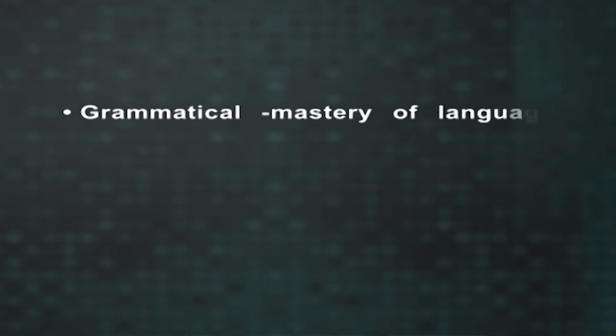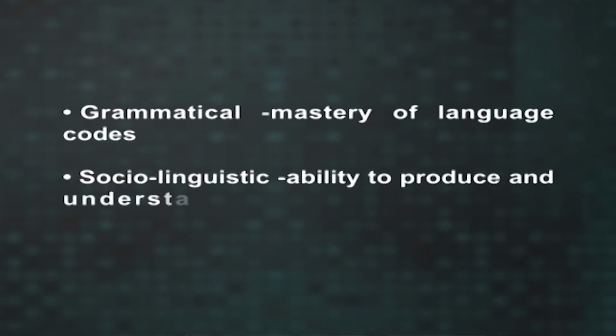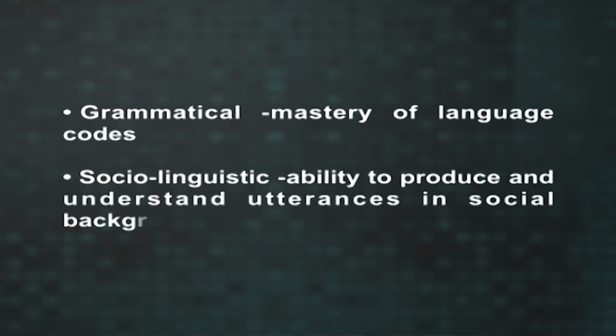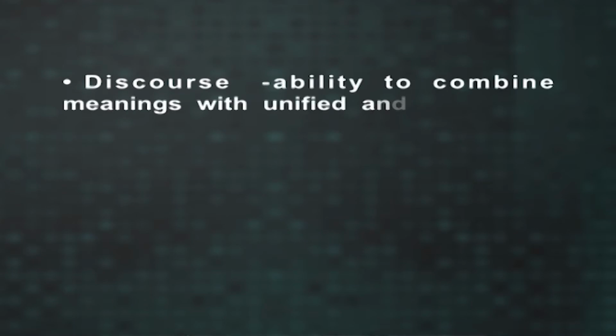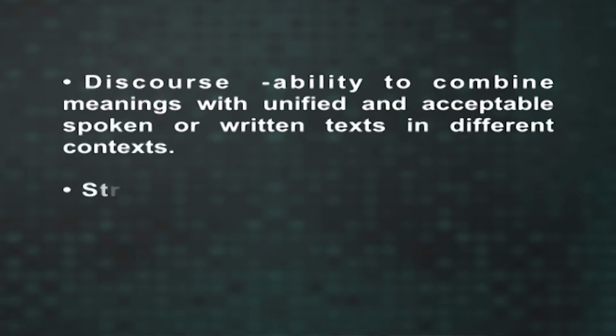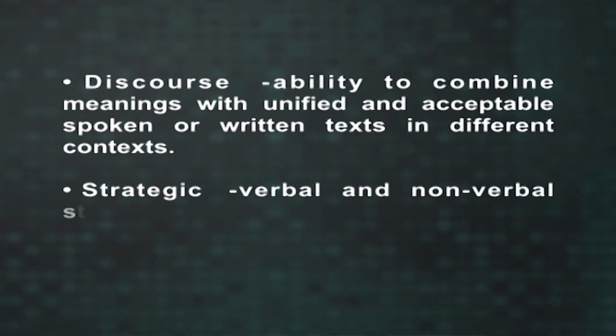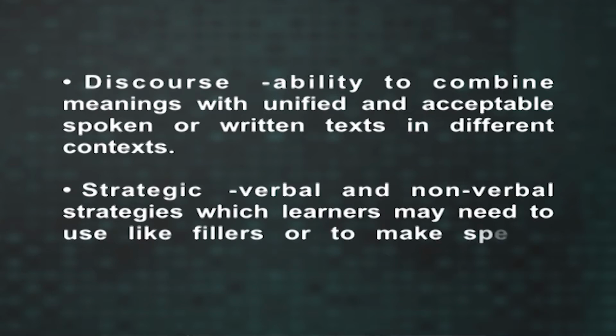Canale and Swain identified 4 constituents of competence. They are grammatical, mastery of language codes; sociolinguistic, ability to produce and understand utterances in social background; discourse, ability to combine meanings with unified and acceptable spoken or written texts in different contexts; strategic, verbal and non-verbal strategies which learners may need to use, like fillers, or to make speech effective.